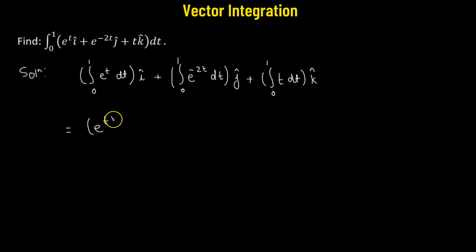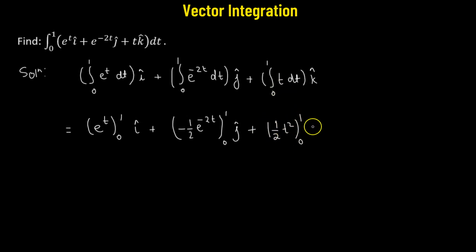with the limits running from 0 to 1, and this is the x component, so we'll multiply with i cap, plus the integration of e raised to the power of negative 2t, which will be negative half e raised to the power of negative 2t with the limits going from 0 to 1, so this will be j cap, plus the integration of t dt, which is half t squared with limits going from 0 to 1, and this is our z component, so we'll multiply it to k cap.